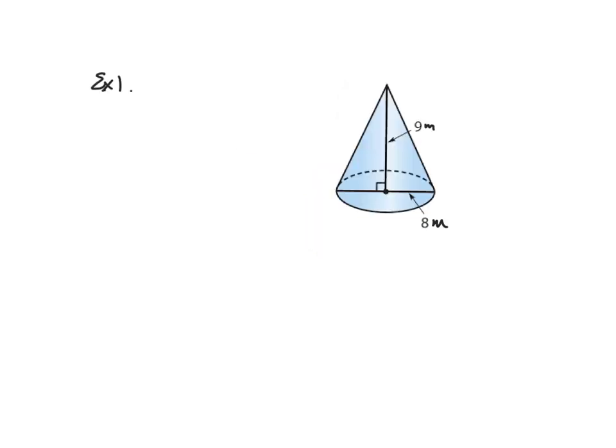So here's our first example. Volume equals 1/3 pi r squared h. Now the 8 is the diameter of the circular base. So you should know by now what to do to get the radius. Diameter divided by 2. So 8 over 2 is 4 meters.